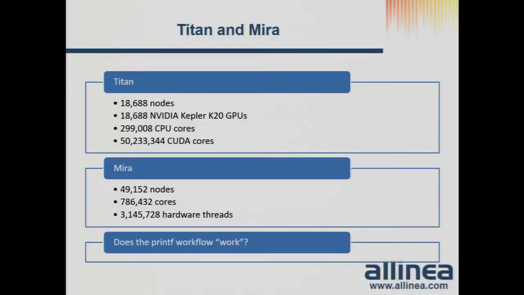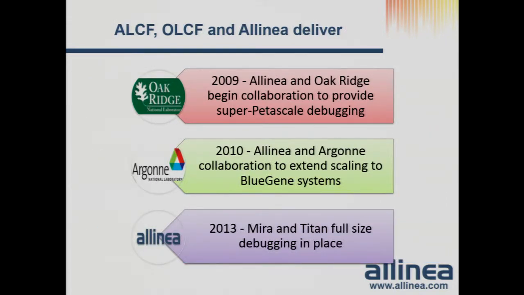That's why this course is being run, to enable you to use the large machines and use those well. Look at Titan, nearly 20,000 nodes, roughly 300,000 cores, and almost 20,000 GPUs. Look at Mira, potentially 786,000 cores. You could even have up to 3.1 million hardware threads. So you can't put printf on that. And that's one of the things that both Argonne and Oak Ridge recognized. That's why we've been working with them over the years to make sure that full-scale debugging worked and was able to actually help them when problems actually arose.